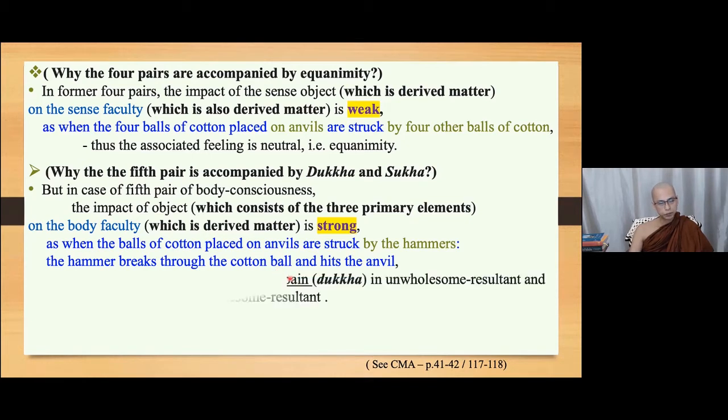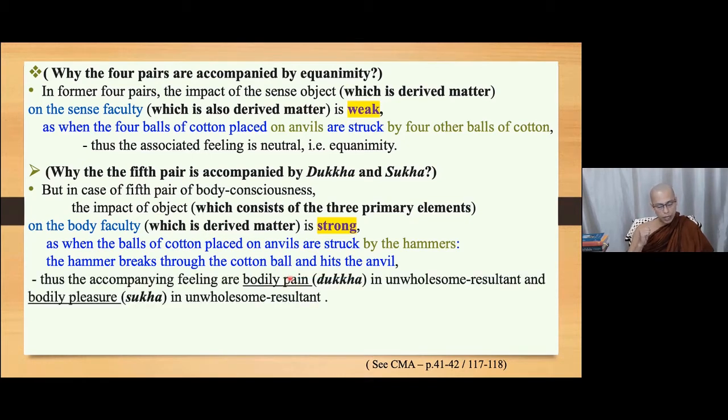In the same way, when the tangible object touches the body sensitivity, it does not stop there at the body sensitivity. It continues to the base of the body sensitivity, which is the primary materialities. That is why it becomes dukkha and sukha. So bodily pain in unwholesome result becomes dukkha. And bodily pleasure in wholesome, sorry, here it should be wholesome result. Yes, we need to change the sukha to wholesome result. It must be wholesome result.